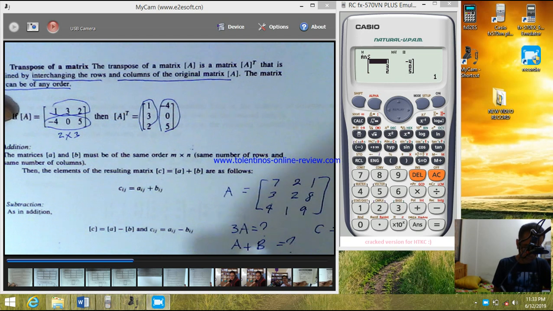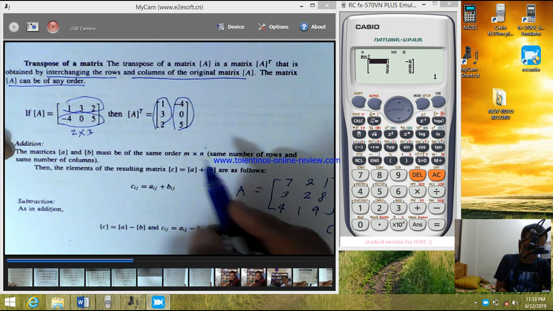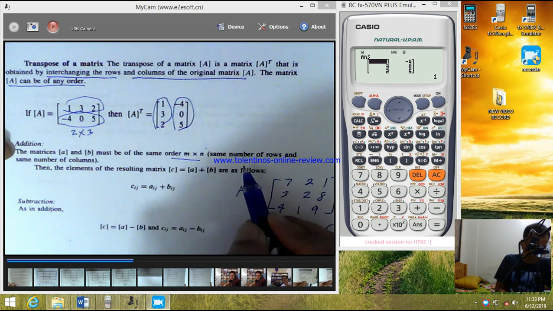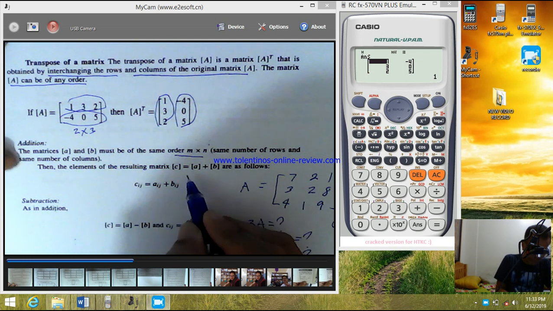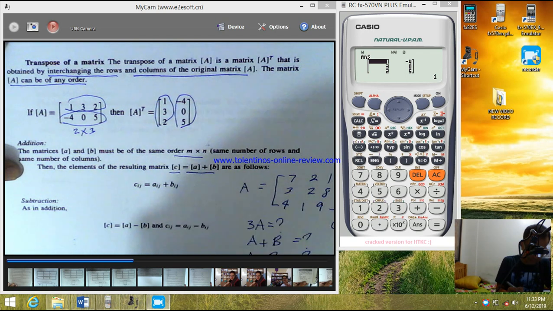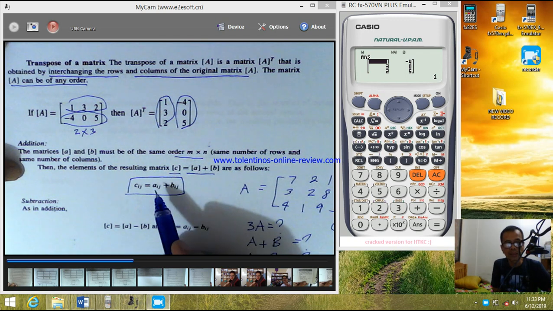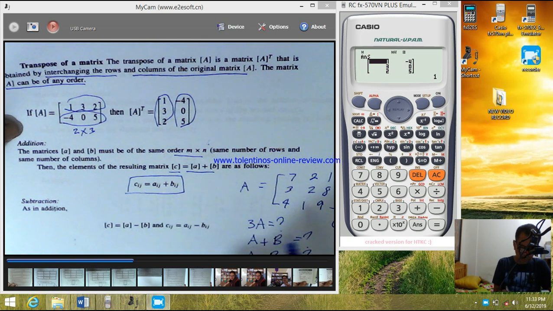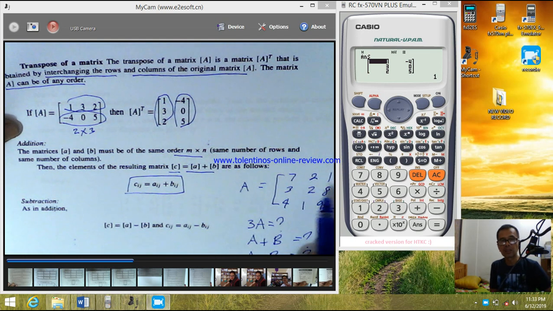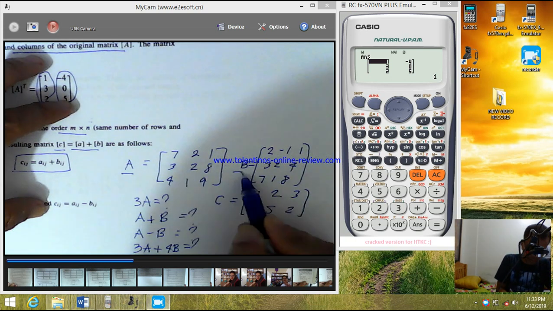Okay, let's go to addition. Now, two matrices A and B must be of the same order, m by n. Okay, that means same number of rows and columns. Parang pwede mo siyang i-add. Basically, your C is just the sum of A plus B. Or our formula is Cij is just Aij plus Bij. It means to say that you just have to add corresponding rows o corresponding elements lang. Okay. So let's have an example like this. A and B. Let's add.